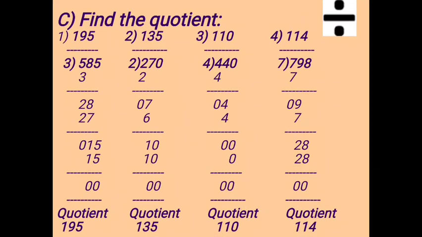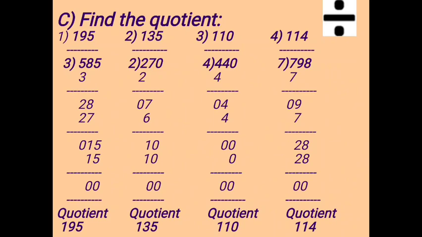Next. Now the section C. Find the quotient. The first question is 585 divided by 3. As you all know, you have to see the 3 ones table. So the first number is 5. So go for 3 ones are 3, because 3 twos are 6, which is greater than 5. You have to select the one which is smaller than 5, that is 3 ones are 3. Then subtract it. You will get 2 as a remainder.